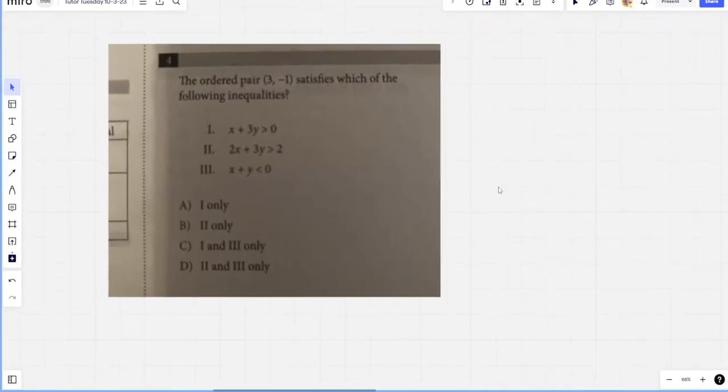4. The ordered pair 3, negative 1 satisfies which of the following inequalities?